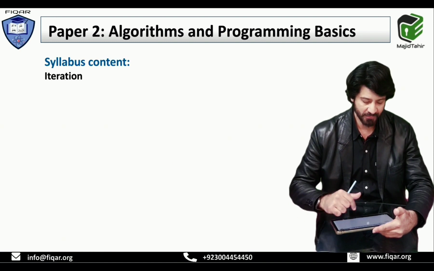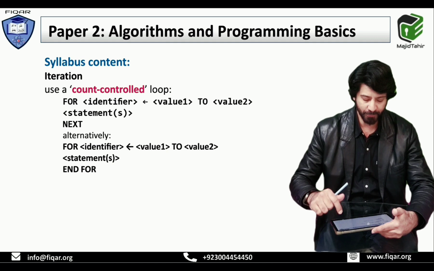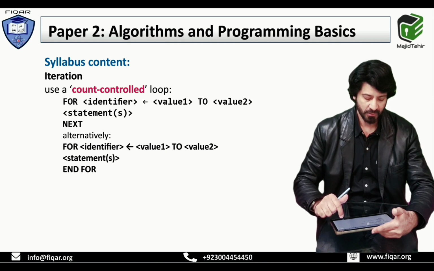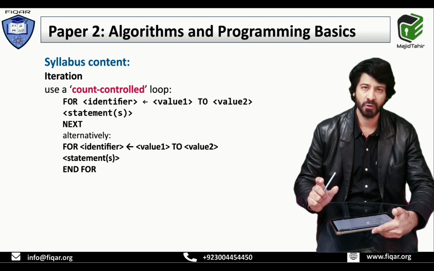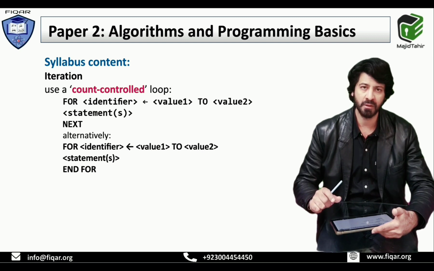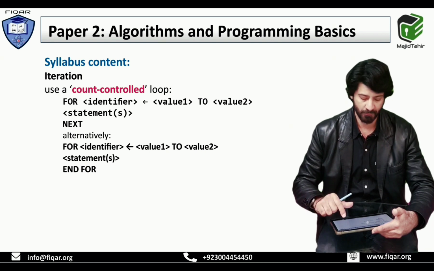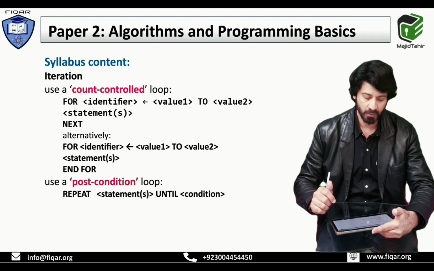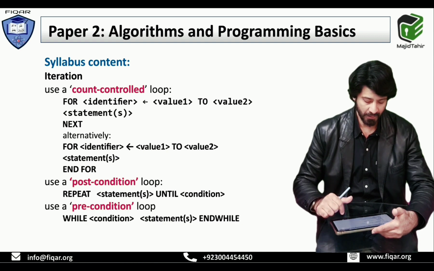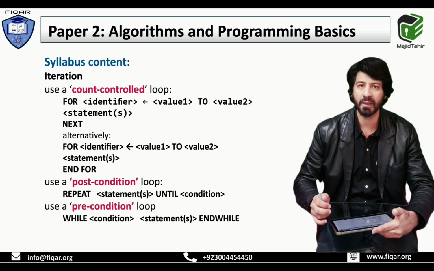The syllabus contents that we will be covering today is iterations. There are three types of iterations we are using. Today, count controlled loop, which is for loop. So for construct has two types of construct, for to next, and we can alternatively use for to and end for. Then we have another loop which is post condition loop, we call it repeat until, and the third loop that we'll be talking today is precondition loop, which we call while, do and while.